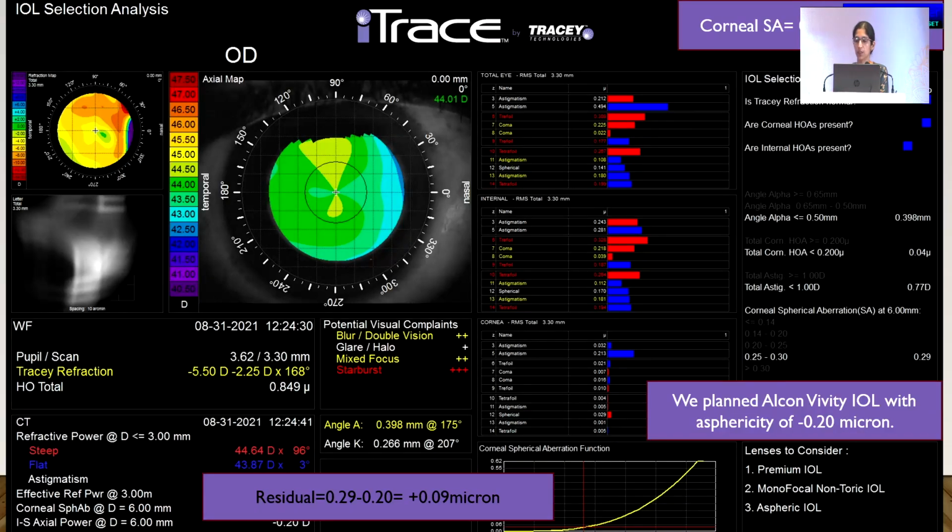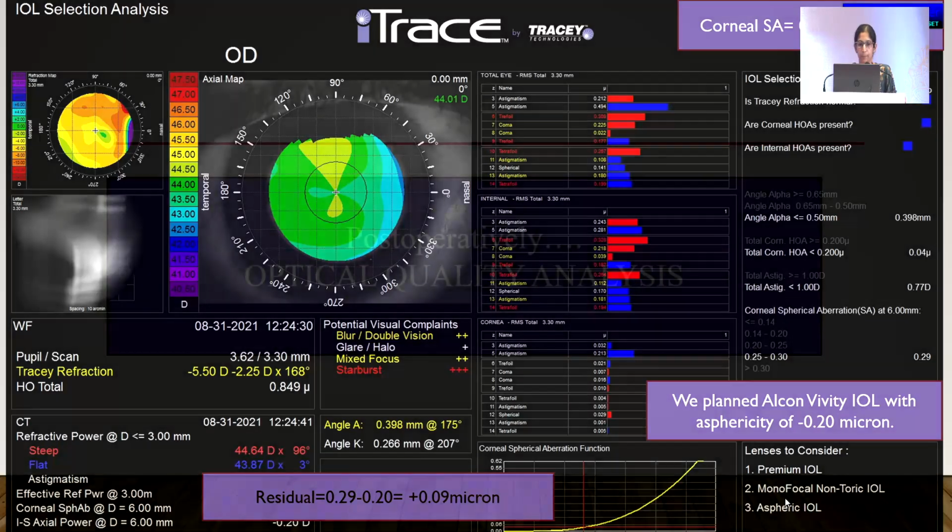Thus, for this patient, we can see here that the corneal spherical aberration is plus 0.29. So we can plan a lens, no financial disclosures, but we can plan a lens from Alcon, which has a negative spherical aberration, leaving a residual positive spherical aberration to have a depth of focus. Thus, the iTrace is giving us an idea that we can plan a multifocal lens for this patient. Also, the total astigmatism seen here is less than 1, so it is also suggesting a monofocal, non-toric IOL.